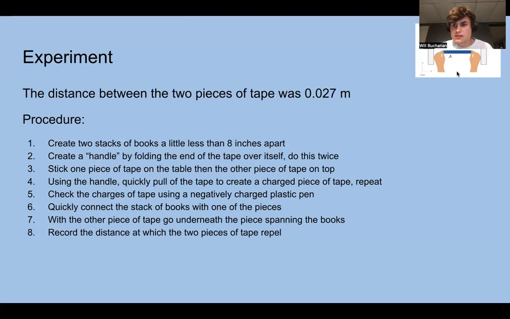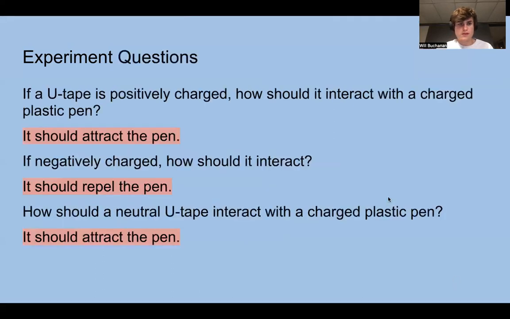Let me move this, you can see that. And the experiment questions: if the tape is positively charged, how should it interact with a charged pen? It should attract the pen. And if the tape is negatively charged, how would it interact with the pen? It would repel the pen. And how would a neutral tape interact with a charged plastic pen? It would attract the pen.